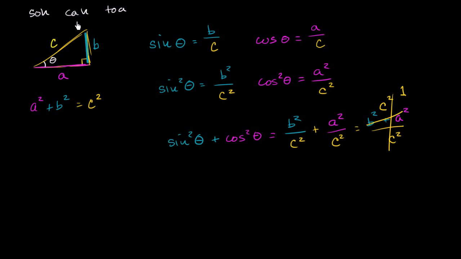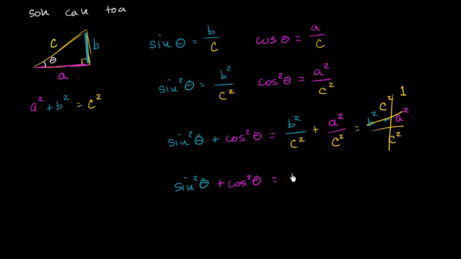So using the SOHCAHTOA definition, and in a future video we'll use the unit circle definition, you see that even using the SOHCAHTOA definition of our trig functions, we see probably the most important of all the trig identities: that the sine squared of an angle plus the cosine squared of that same angle is going to be equal to 1.